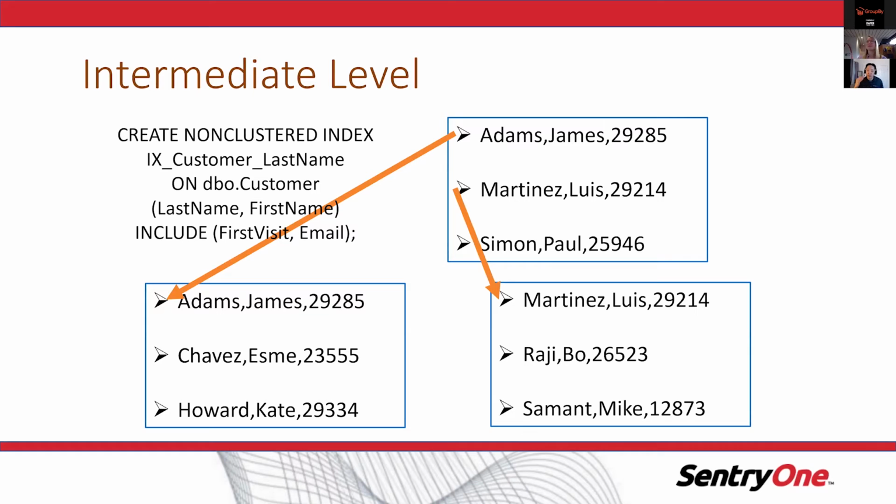But knowing that those are the first values on a given page, I now have boundaries set, and that's the key. So I know that if I'm looking for a value where the last name begins with the letter D, it's going to fall between Adams and Martinez. So I know I need to go to that first data page. Otherwise, if I was looking for a last name that starts with the letter P, then I know I need to go to the second data page, because that falls after Martinez but before Simon, for example.